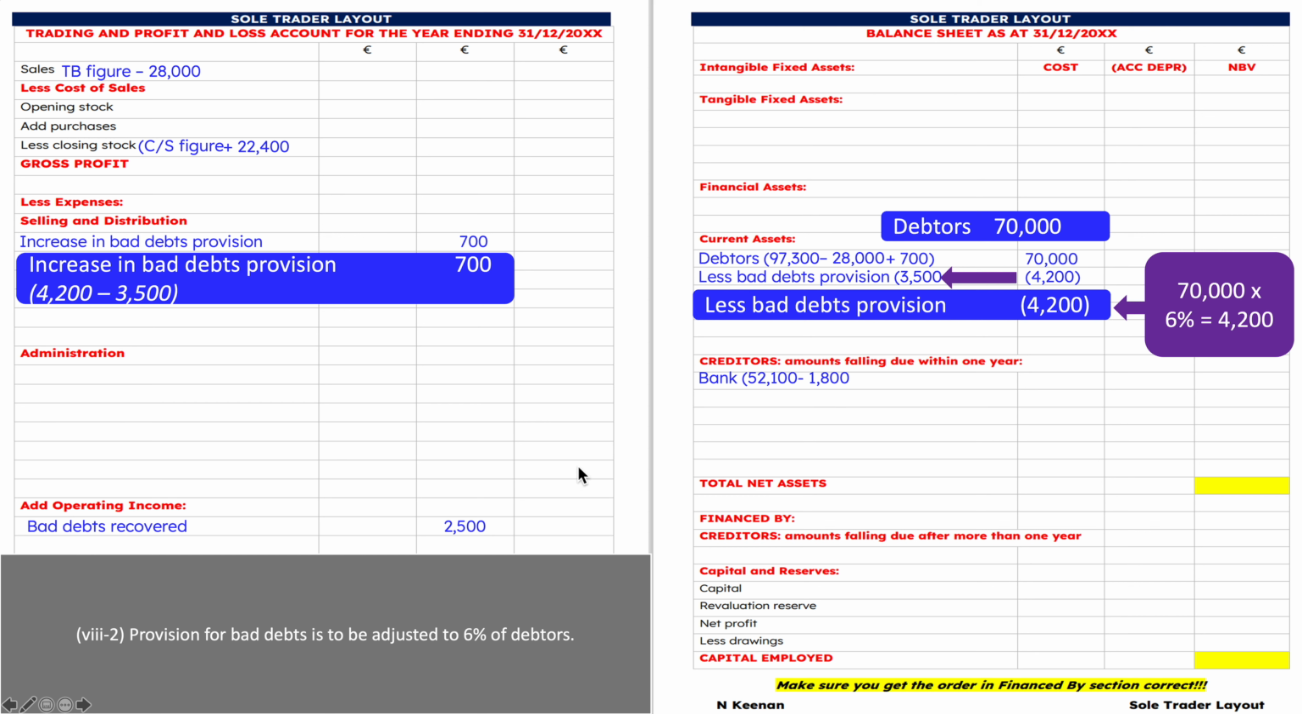So that is all 3 of those adjustments done. And just remember, if you're adjusting the closing stock figure here, whatever your final closing stock figure here is, you're going to also put it into the current assets.